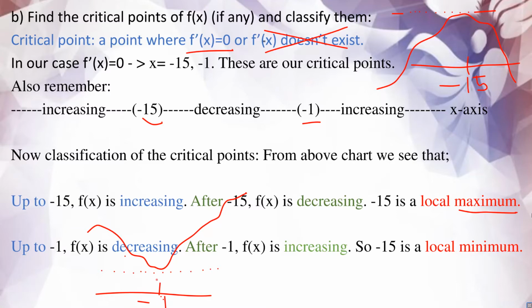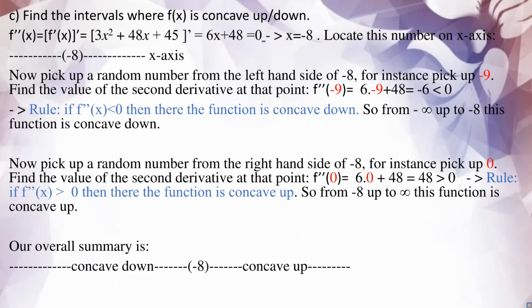Okay, so we call minus 1 a minimum point. That's it. That's how you make the classifications. This is minus 1, not minus 15, sorry. Minus 1 is a local minimum. Okay? That's it. So there is also the C and the D part of these questions. Let's go on. C part of the question.